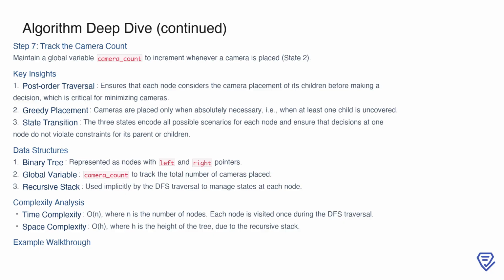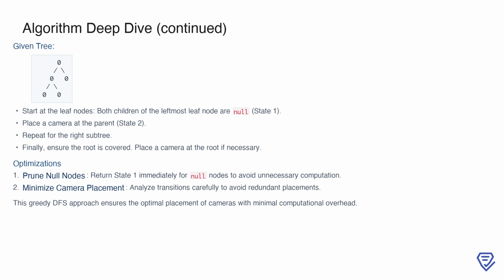In terms of complexity, this approach is highly efficient with a time complexity of O(n), where n is the number of nodes, since each node is visited only once. The space complexity is O(h), where h is the height of the tree, due to the recursive calls in the stack. Consider the given example binary tree.